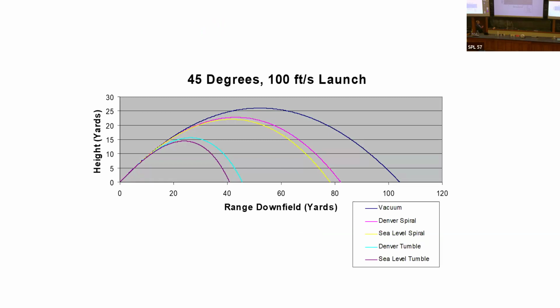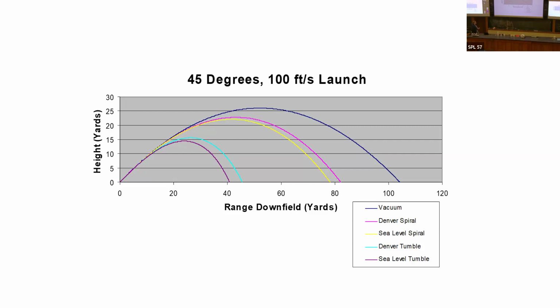If I have a plot of height versus range on a kickoff, I kick the ball at a 45 degree launch angle with a launch speed of 100 feet per second. If I were to do that in a vacuum, I'd get a range of nominally 105 yards, something like that. But if I put air back in the stadium, which is a good thing to do, I get something closer to 80 yards.